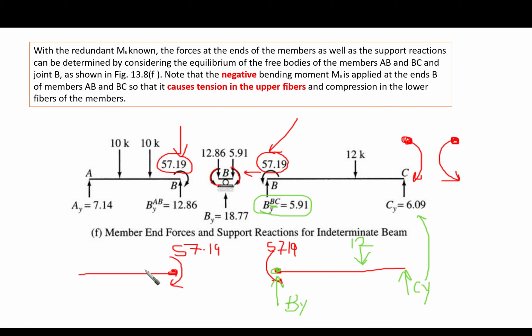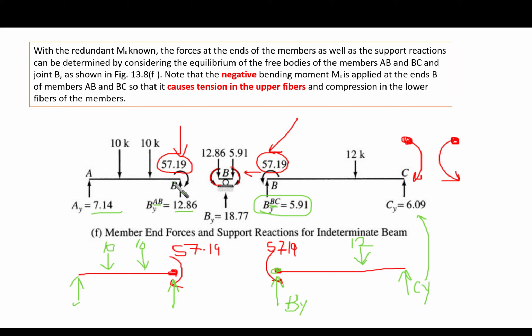Then we have here 2 concentrated loads. They are external loads, 10 and 10, right? Then simply we can obtain the reaction at A, which is AY, and it is going to be 7.4. So we know this value now. And then from the summation of Y equal to 0, we can obtain the vertical reaction at B, which is going to be 12.86. And this is what we call BY from AB, from this span.